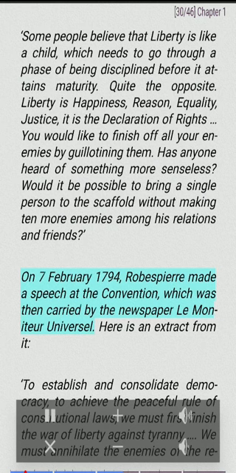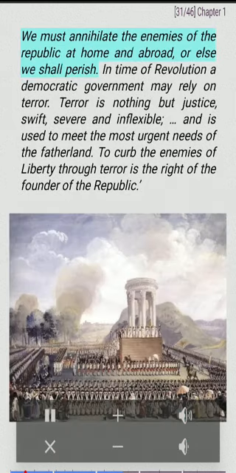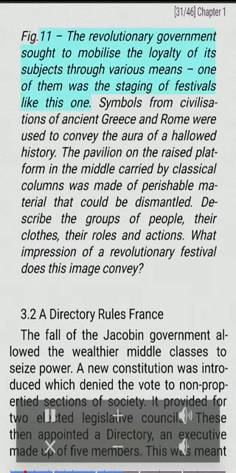On the 7th of February 1794, Robespierre made a speech at the convention, which was then carried by the newspaper Le Moniteur Universel. Here is an extract from it. To establish and consolidate democracy, to achieve the peaceful rule of constitutional laws, we must first finish the war of liberty against tyranny. We must annihilate the enemies of the Republic at home and abroad, or else we shall perish. In time of revolution, a democratic government may rely on terror. Terror is nothing but justice, swift, severe and inflexible, and is used to meet the most urgent needs of the fatherland. To curb the enemies of liberty through terror is the right of the founder of the Republic.